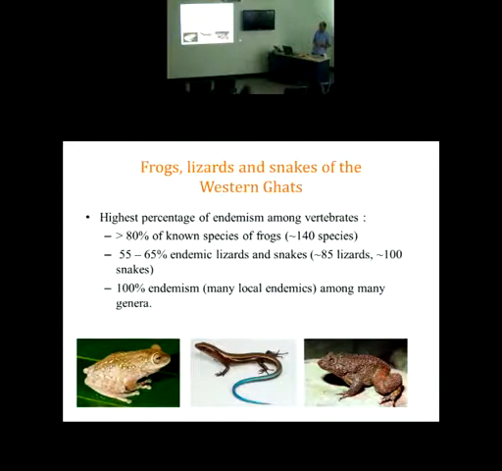Frogs, snakes, and lizards show the highest percentage of endemism amongst vertebrates in the Western Ghats and many other parts of the world. 80% of the known frogs in the Western Ghats are endemic, 60% of lizards and snakes, and there's 100% endemism in many genera, so a very interesting group for us to look at.